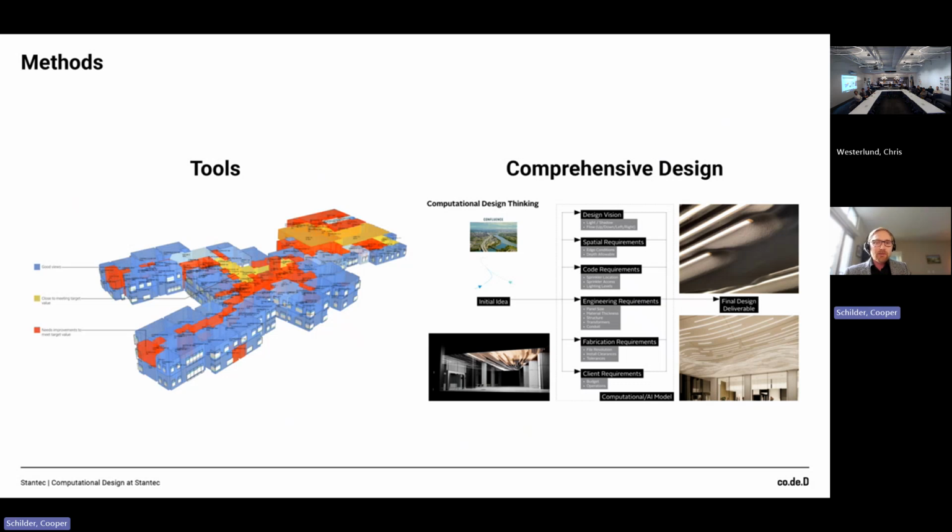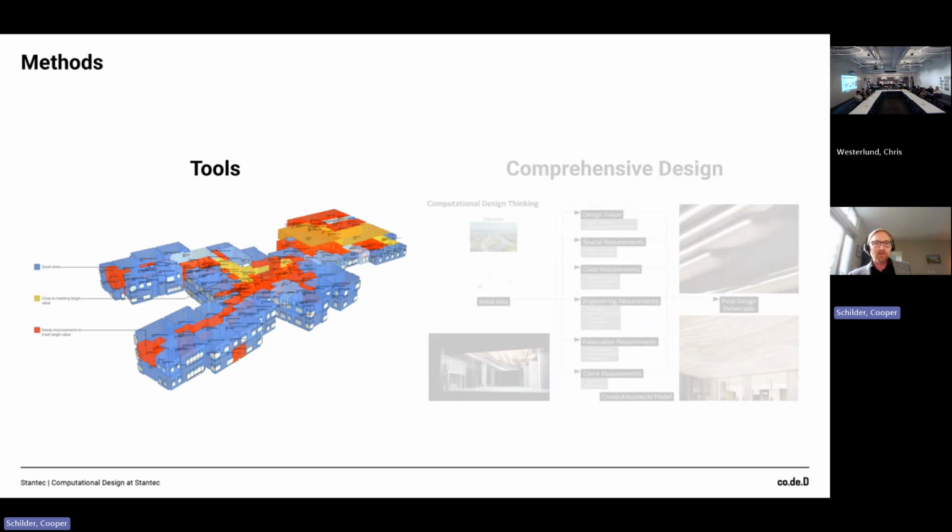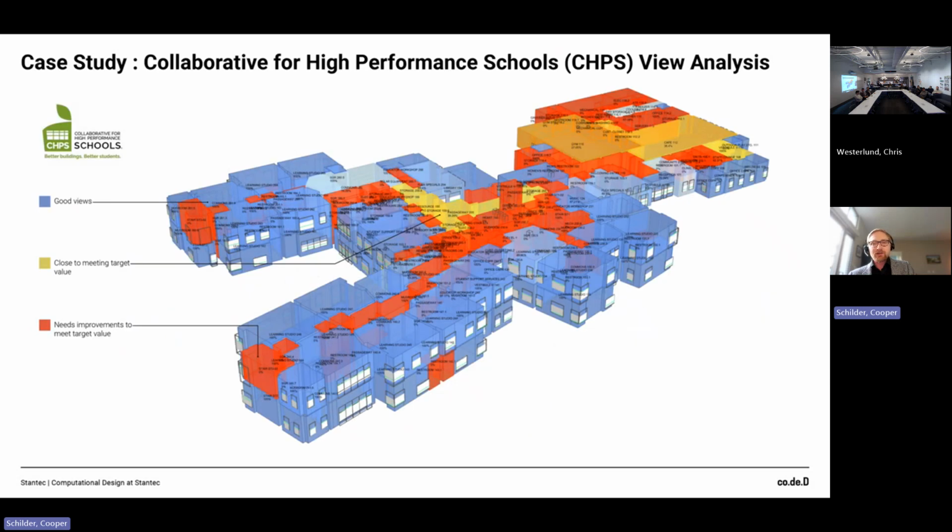So the main way that we approach computational design, there's two different approaches: creating a tool that'll be applied on multiple projects, and then more the bespoke comprehensive design solution, where we incorporate the constraints of the actual project into this script. So the tool example, the case study I was going to give here, is actually the one Chris mentioned that we just won the award for, the Collaborative for High Performance Schools View Analysis. And this tool is designed and developed in order to assist project teams with determining essentially where they need to add windows to meet the view credit requirement.